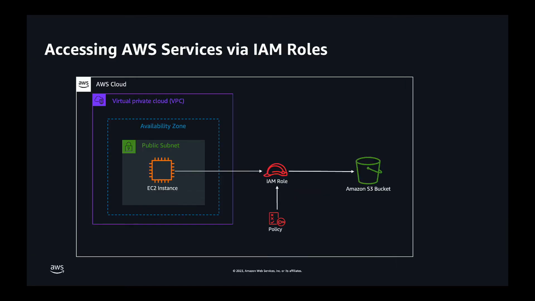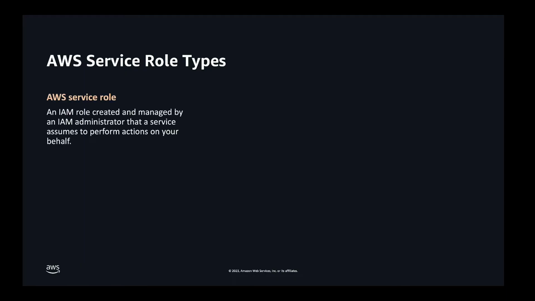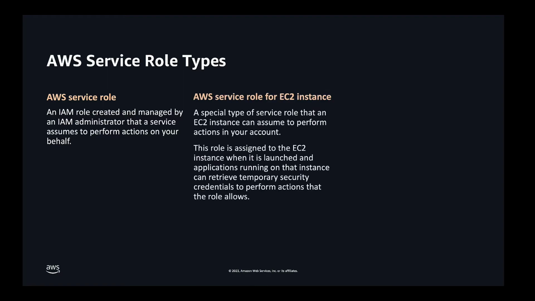A better and more secure way to enable your instance to access other services on your behalf is by attaching an IAM role to your EC2 instance with the required permission set. Depending on the purpose of the use, roles associated with an AWS service can be classified as AWS Service Role. It is an IAM role created and managed by an IAM administrator that a service assumes. A special type of service role is AWS Service Role for an EC2 instance, which an application running on an EC2 instance can assume to perform actions in your account.